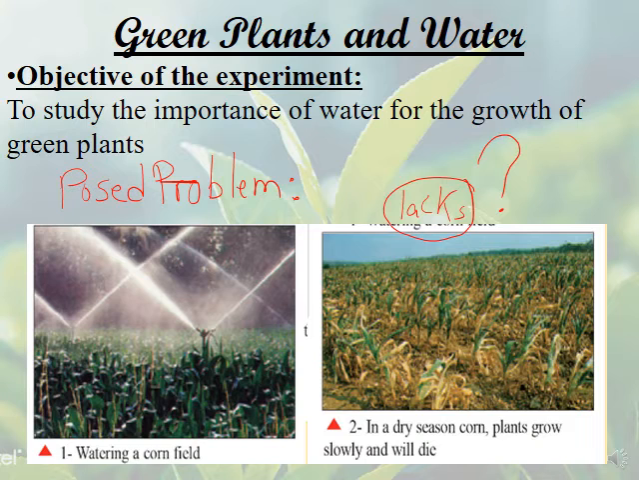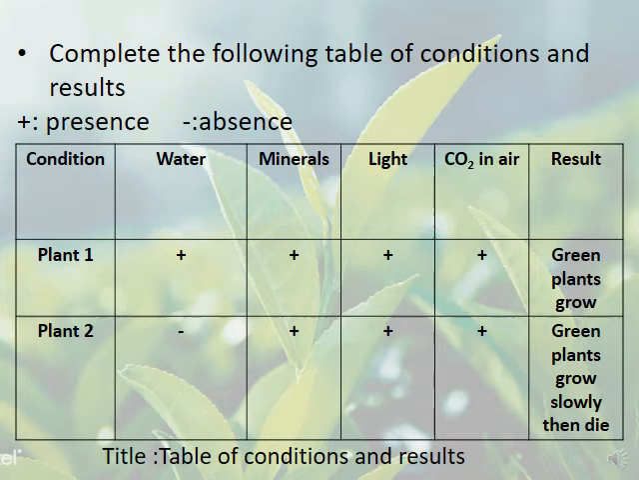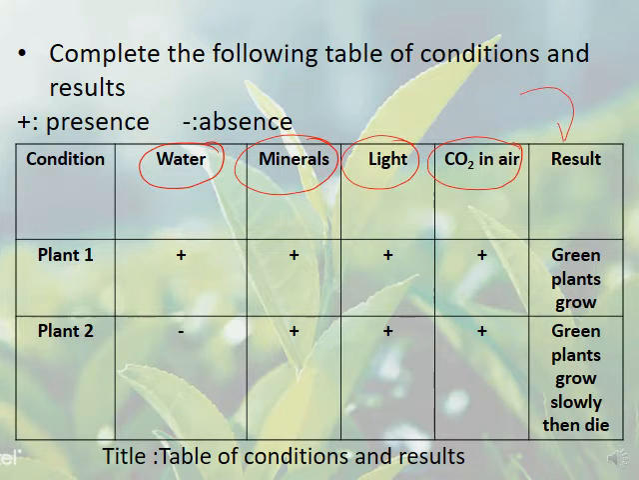The word lacks. So drawing the table of condition, you have to draw the table of condition containing the four important nutritive needs: water, minerals, light, and CO2. And sure, you have to put the results in the conditions and results. Sure, you have to put the legend, plus means presence and minus means absence, and also you have to include the title as shown here.